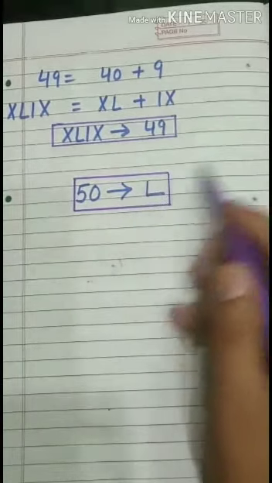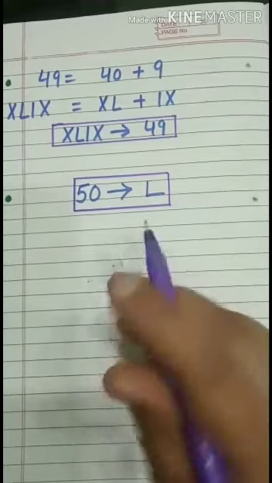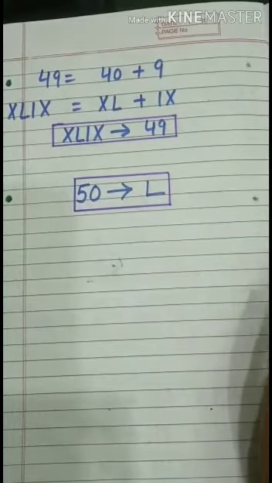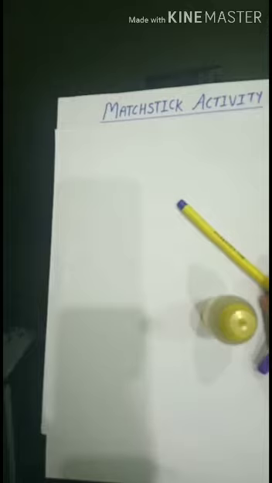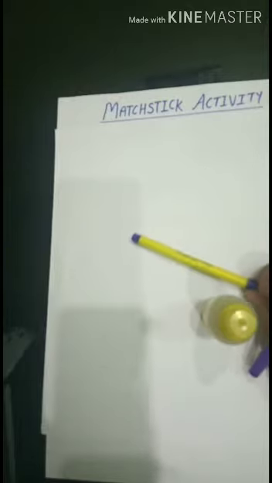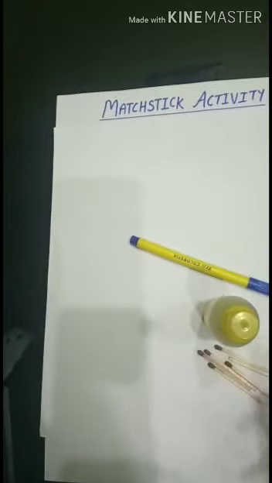So by following this pattern and with the help of some rules you can easily write Roman numerals up to 50. So dear students, let's have some fun now. We will be doing an interesting activity and that is the matchstick activity. And for this, we need a sheet, a glue stick, any colored sketch pen. If you do not have a sketch pen, you can use your pencil too. And some matchsticks. So the activity is that you have to write your birth date in Roman numerals with matchsticks.